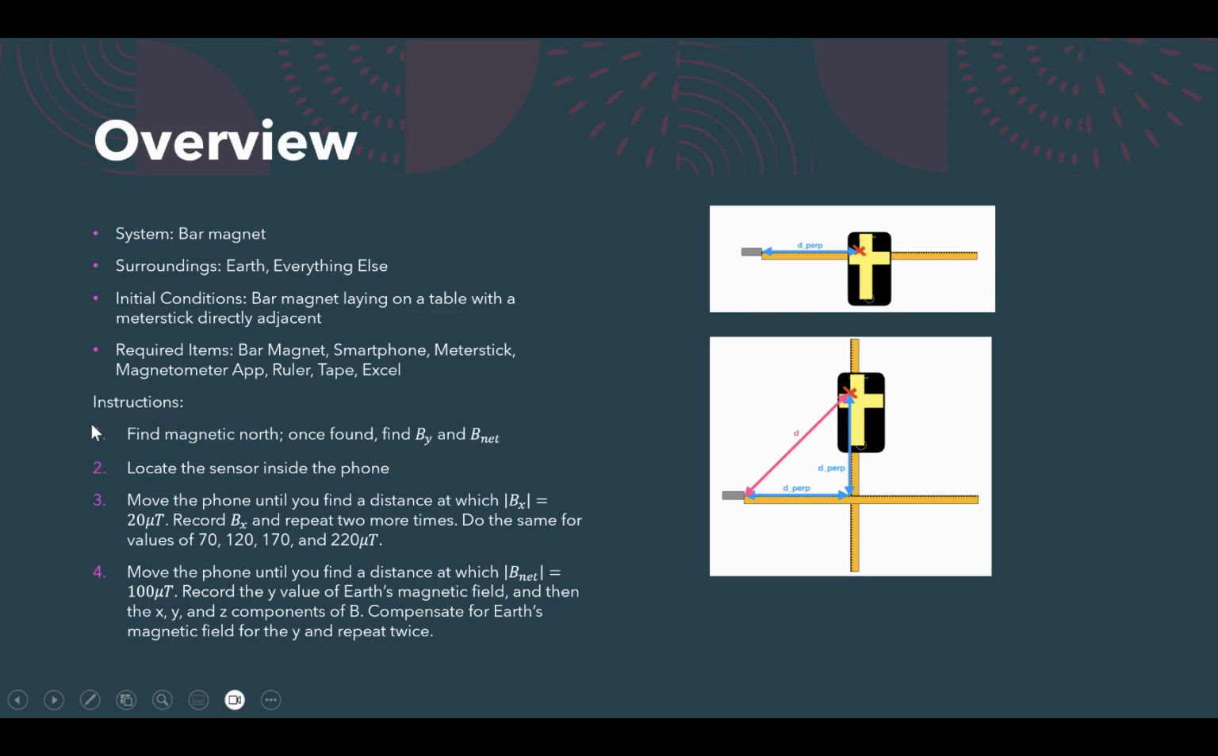And the instructions for the lab were: find magnetic north, then find BY, BNet. Locate the sensor inside the phone, move the phone until you find a distance at which BX, or the magnitude of BX, is 20. Record BX, repeat twice, do the same for values of 70, 120, 170, and 220. Then move the phone until you find the distance at which the magnitude of BNet is 100. Record the Y value, then the X, Y, Z values of B, and compensate for Earth's magnetic field and repeat twice. And then this is how you would go about doing that.